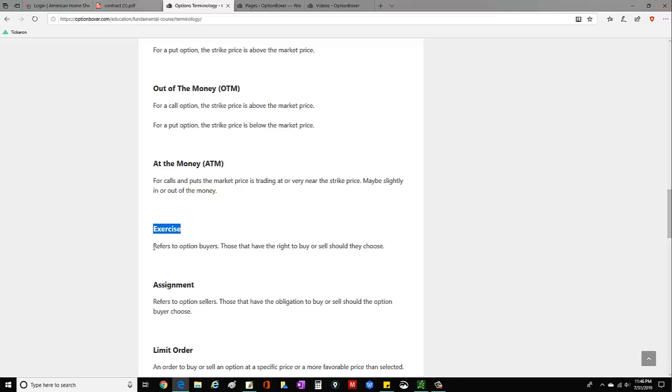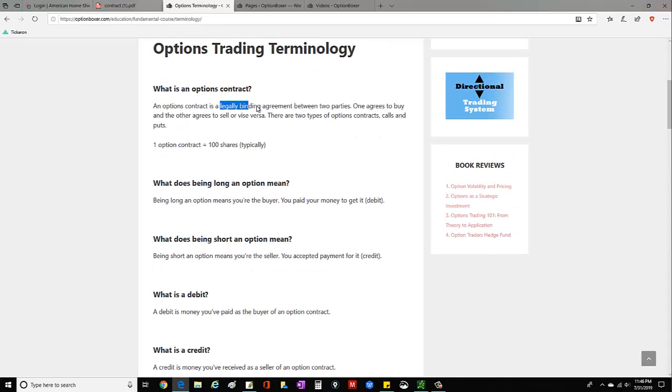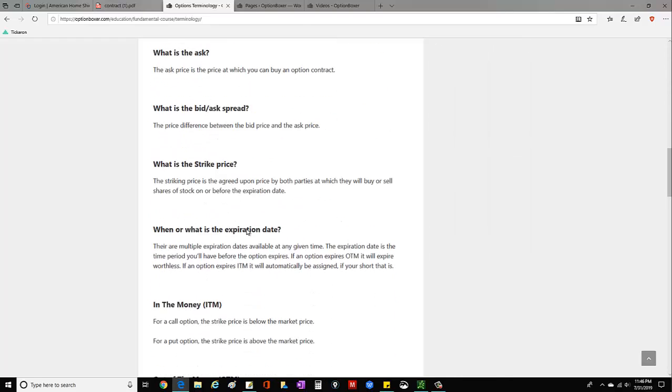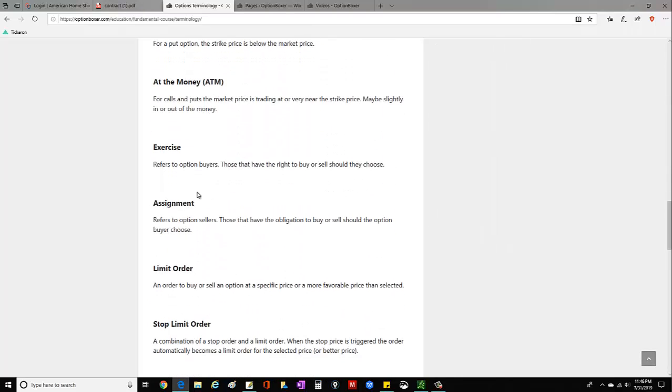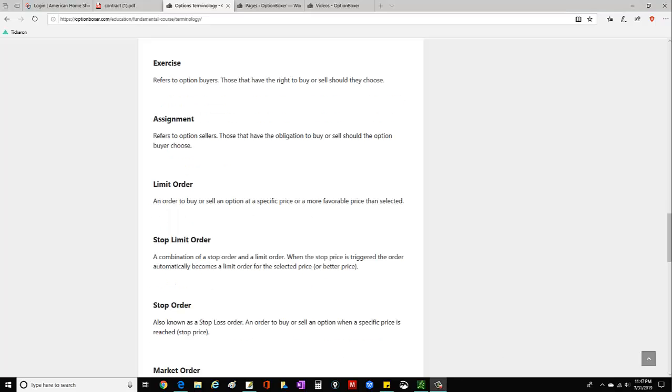Exercise basically refers to the option buyers, those that have the right to do something, the right to either buy or sell. And assignment refers to option sellers, those that have the obligation. So remember what we talked about up here is a legally binding agreement between two parties. Well, this is the legally binding portion. You either have the right to do something or the obligation to do something. Okay, so that covers exercise and assignment.